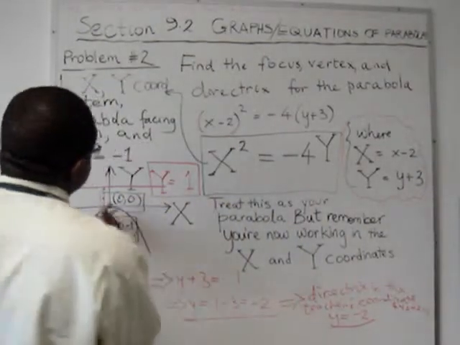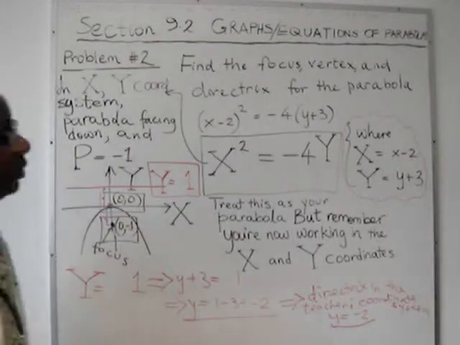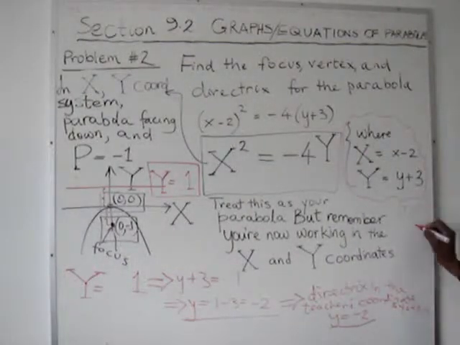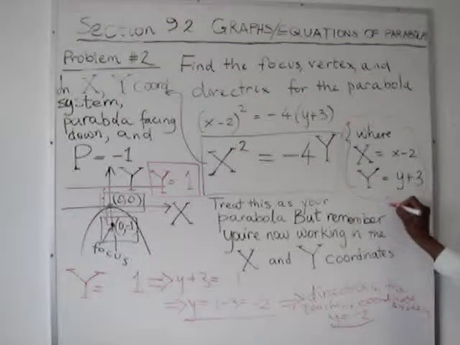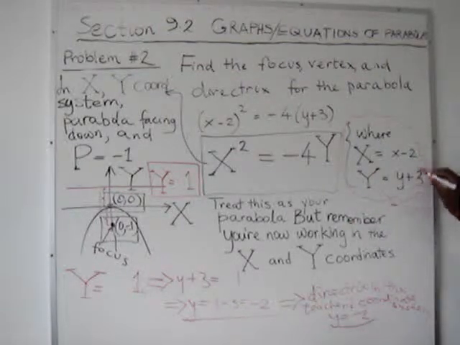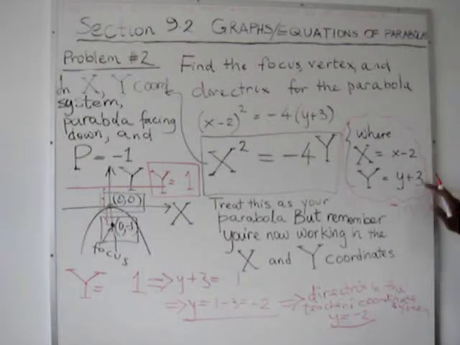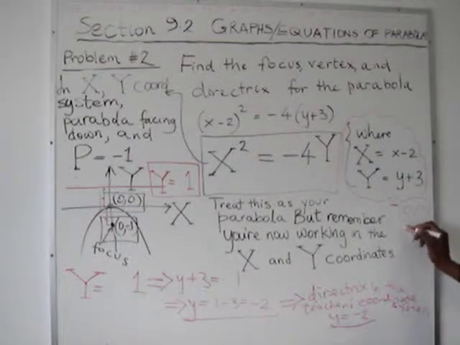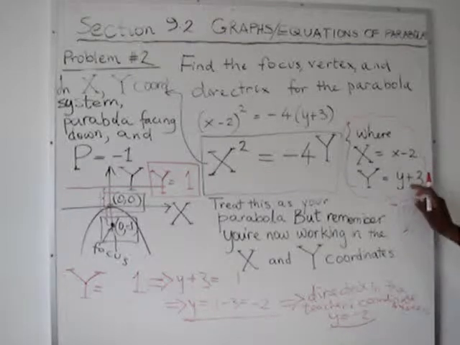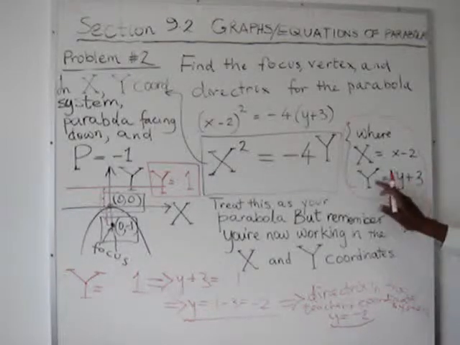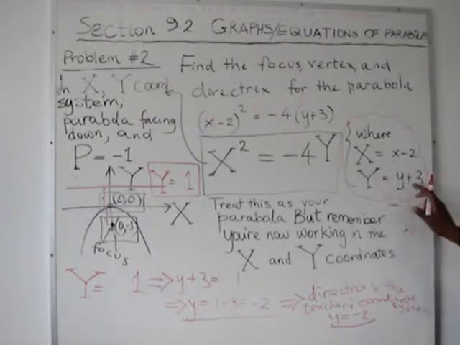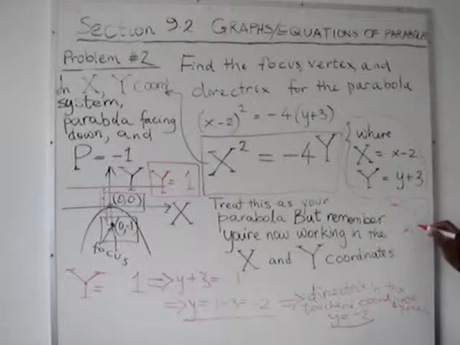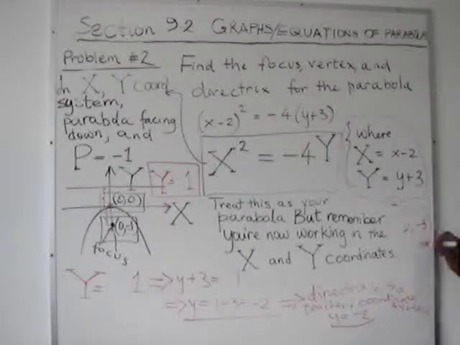You do the same for the vertex 0, 0 in the big coordinate system. That would mean x minus 2 equals 0, so little x equals 2, and then big Y equals 0 means y plus 3 equals 0, so little y equals minus 3.